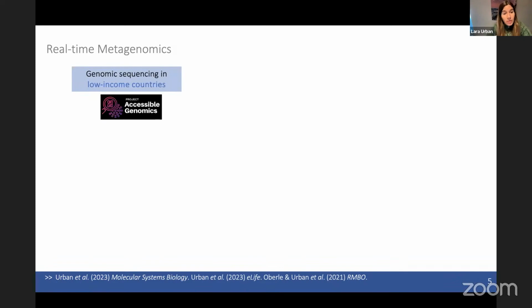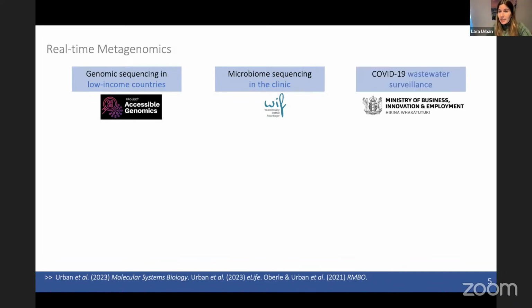So during my postdoc in New Zealand, I helped establish real-time genomics in low-income countries during the COVID-19 pandemic, making use again of the portability of the approach. And I've also helped establish microbiome sequencing in a small gynecological clinic, again making use of the fact that we don't need big sequencing machines to allow for real-time genomic approaches.